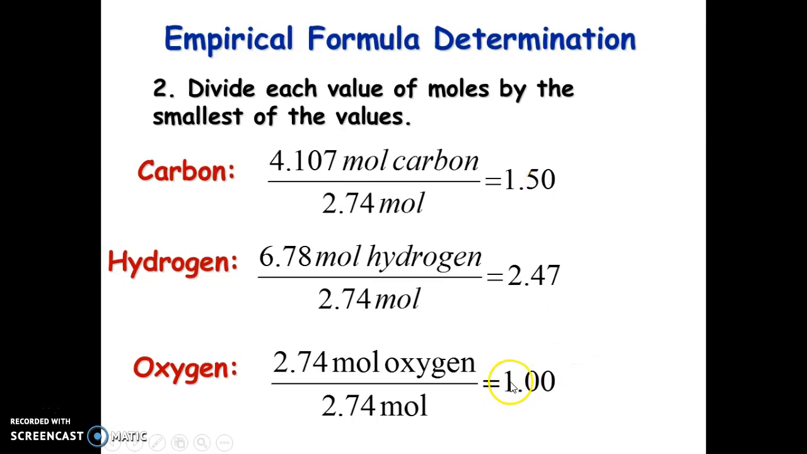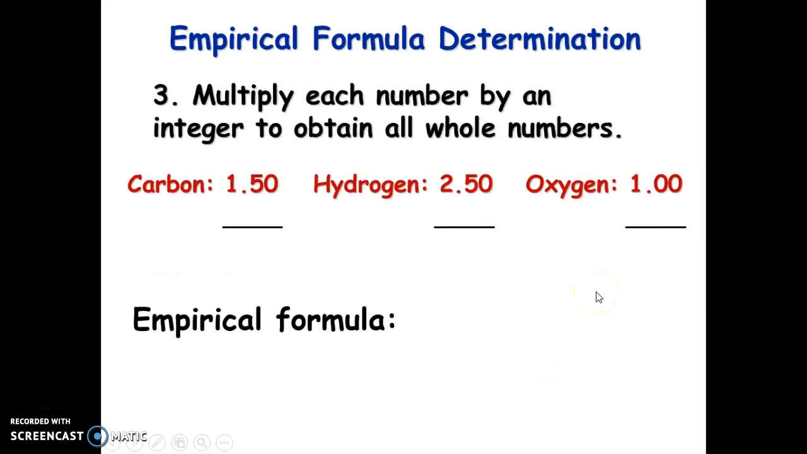Now, if we were to write the empirical formula, C1.5H2.5O1 makes no sense. You've never seen a formula with decimals. So what we need to do is convert these decimal numbers into whole numbers. So how do you get rid of 0.5s? Multiply everything by 2. So you multiply the carbon by 2, you get 3. Hydrogen by 2, you get 5. Oxygen by 2, you get 2, which means our empirical formula for the substance is C3H5O2.